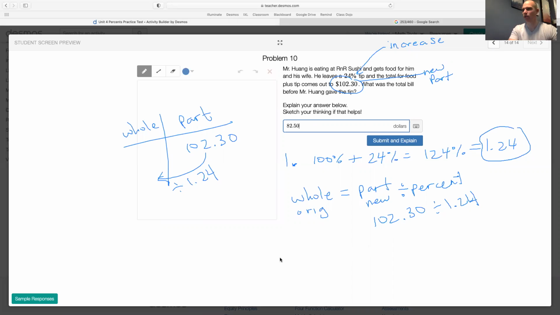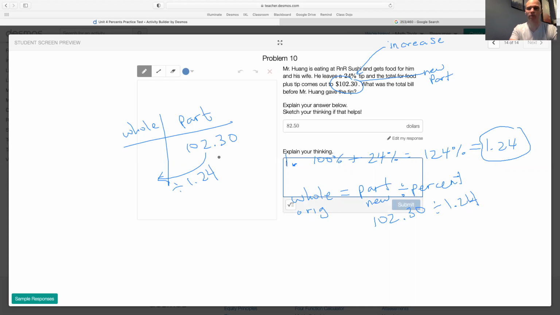All right, and then when you submit it, you've got to submit and explain. And so you could explain by putting all this work that I'm showing in the drawing box here, if you like doing it that way, or type your work out, which should essentially show all the same stuff that I've drawn on the screen.